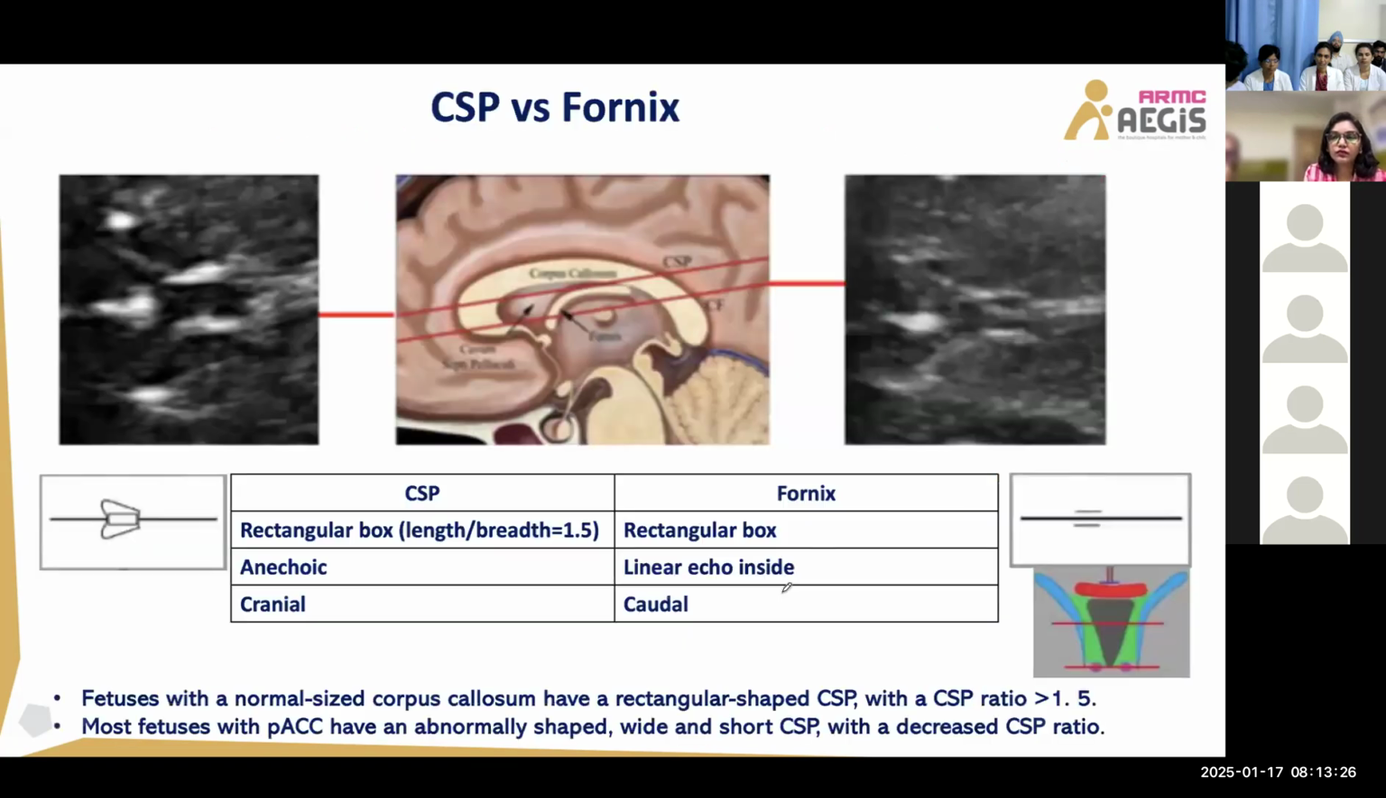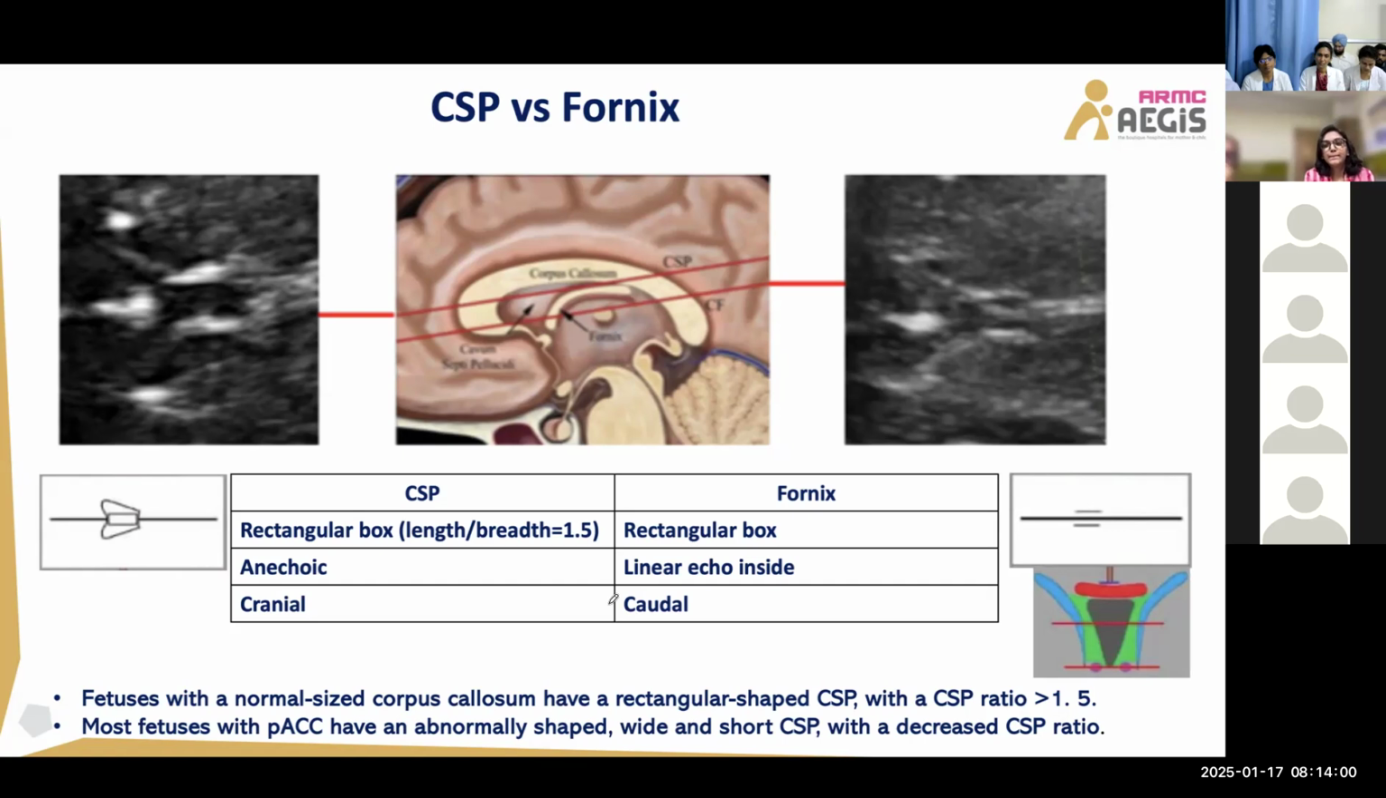Please proceed. Now coming to one structure which we often confuse with CSP imaging, the fornix. The differentiating features here are that both will appear in the rectangular box, but CSP will appear completely anechoic, whereas the fornix will appear as a linear echo inside the rectangular box, and the imaging plane of CSP will be slightly cranial to that of the fornix.